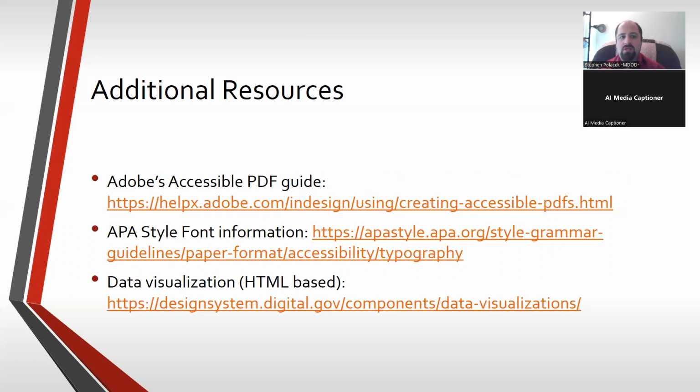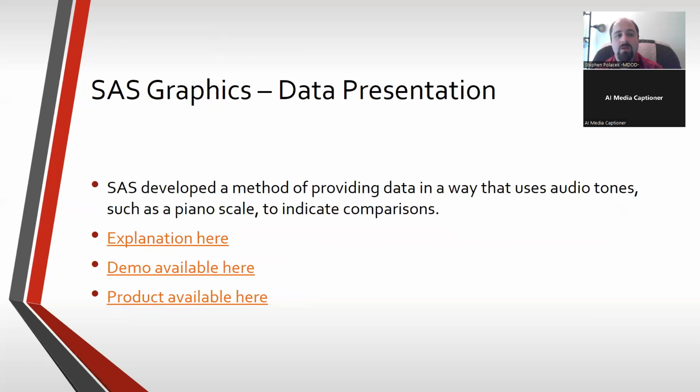Additional resources: there's Adobe's Accessible PDF Guide. The organization that manages APA style has an article about typography that is very useful. There's also data visualization from digital.gov, which has helpful tips. It's primarily more in HTML, but it might be more useful to you.